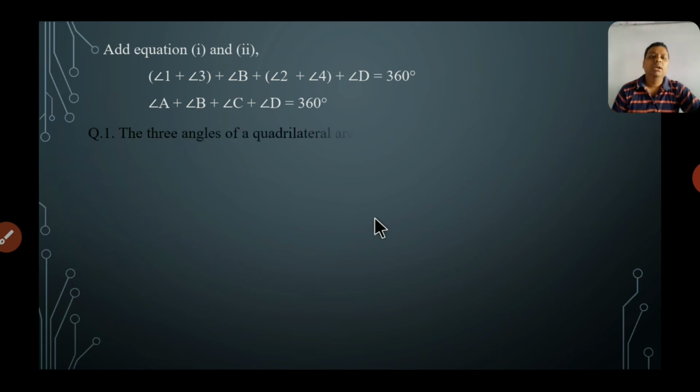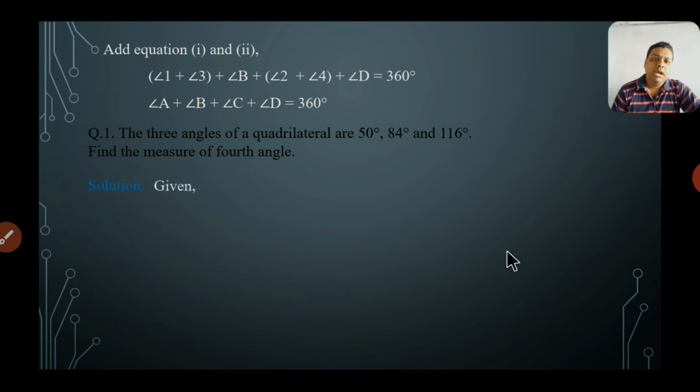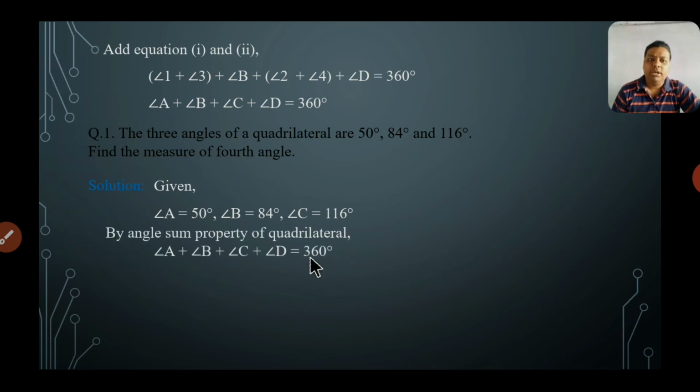Okay students, now let's solve some questions. Here is the question: the three angles of a quadrilateral are 50 degrees, 84 degrees and 116 degrees. One angle is missing, and we have to find that angle. Given: angle A is 50, angle B is 84, angle C is 116. We have to find angle D. By the angle sum property of quadrilateral, angle A plus B plus C plus D equals 360. We have just proved this.